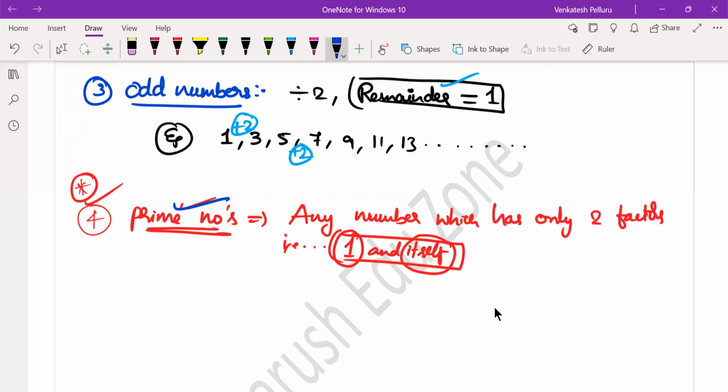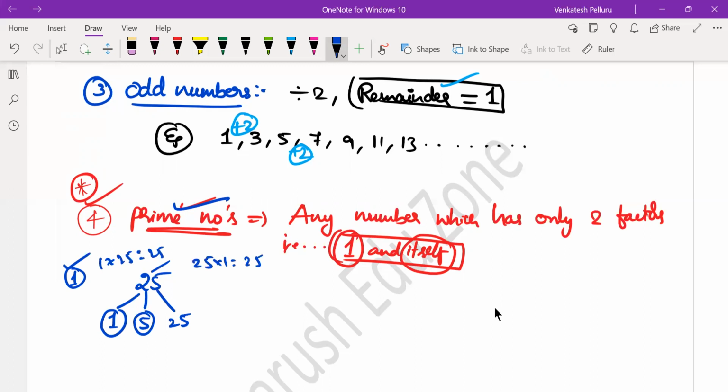For example, let me take 25. 25 can be divided by 1. 1 can divide any number except 0. 1 ಅನ್ನೋದು ಪ್ರತಿಯೊಂದು ನಂಬರ್ನ ಡಿವೈಡ್ ಮಾಡ್ತದೆ. So 1 is a factor of every number except 0. Then 5 5s are 25, so 5 also goes. And there is another factor, obviously, in the 25 table, 25 ones are 25.